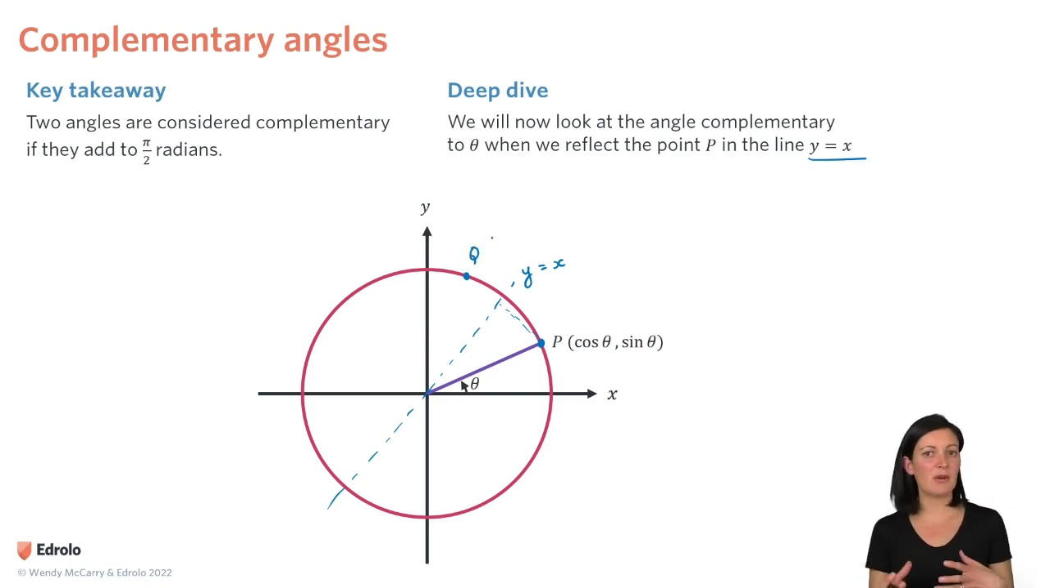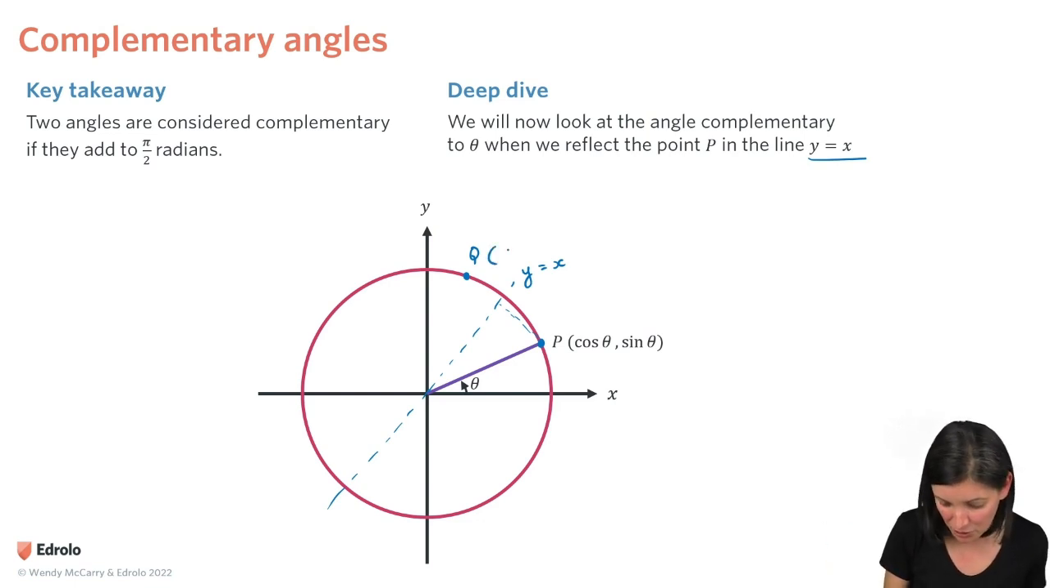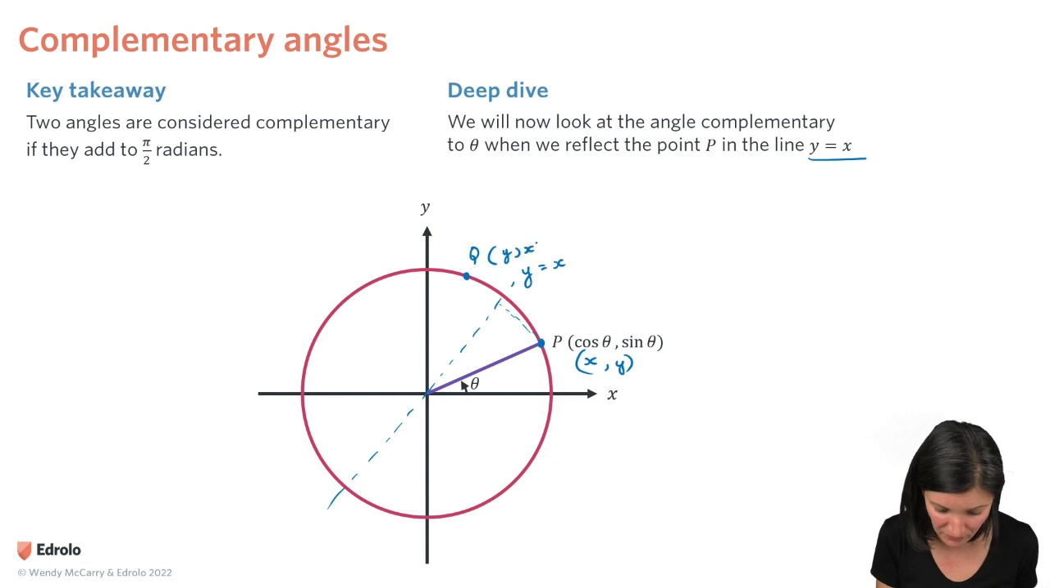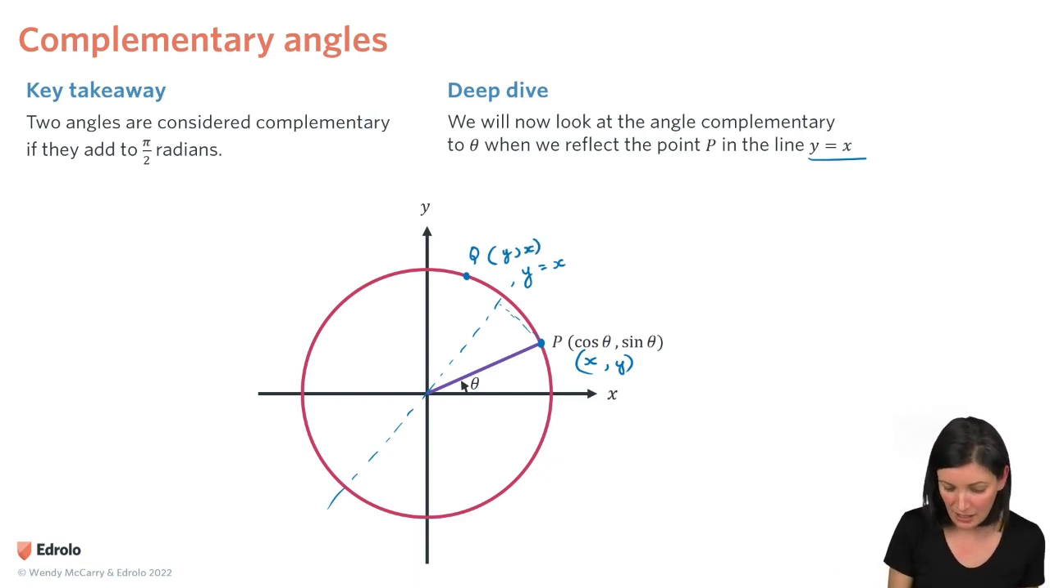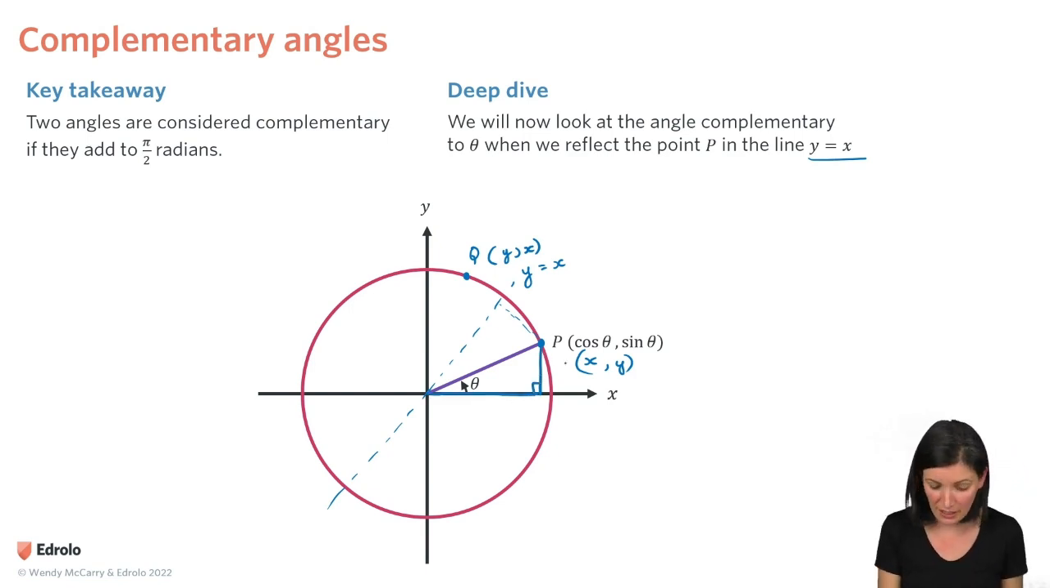Now, if you remember something about your inverse functions, when you reflect something in the line y equals x, what happens is the x and the y coordinates swap. Okay, so at this point up here, Q, if this was the point (x, y), this now becomes the point (y, x). And we'll see why that happens. So if I drew in a right angle triangle here, remember that the height of my triangle is just whatever the y coordinate is at that point, and the base of that triangle is whatever the x coordinate is.